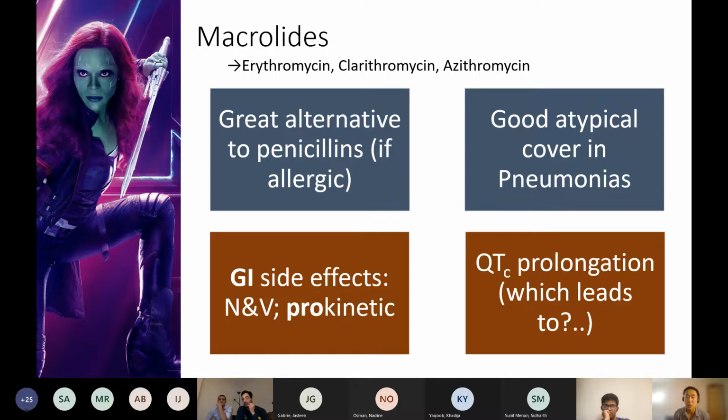So therefore, in pneumonias where the CURB score is say 3 to 5, you want to add in a macrolide to cover you for the atypicals. There are GI side effects, so they can often cause diarrhea or nausea and vomiting, hence Gamora being green. The one that applies mostly to is erythromycin. All of them do cause this gastric irritation, but erythromycin is actually very potent for it.